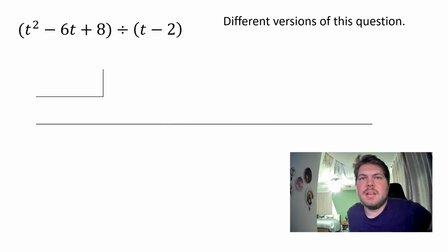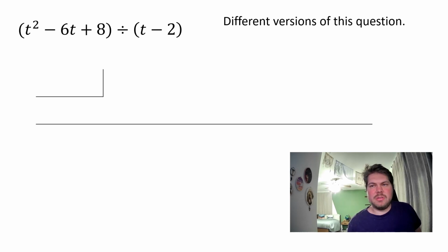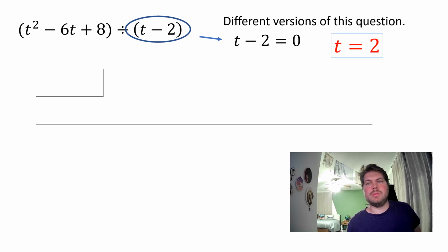Woo! All right, finally back to synthetic division. So think about what makes 2t minus 2 equal 0. Well, 2, obviously. This is one of those questions that yours might look different. I'm going to do 2 different versions of this one, and then we'll move to the next one, do 2 different versions, and so on and so forth.